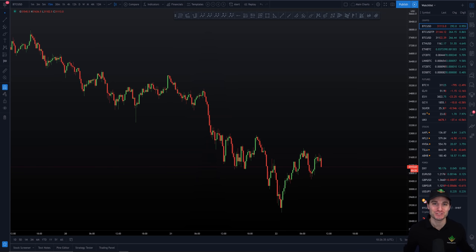Hello and welcome to this cryptocurrency technical analysis, where we will be going through the Bitcoin chart together to find the most important support and resistance levels on the medium term for Bitcoin. We're also going to be taking into consideration some of the important news that's coming out right now.